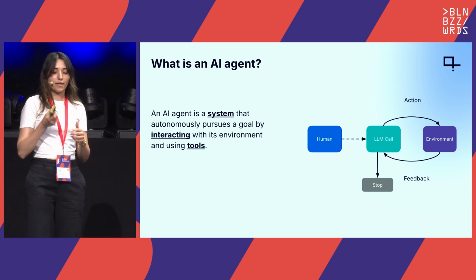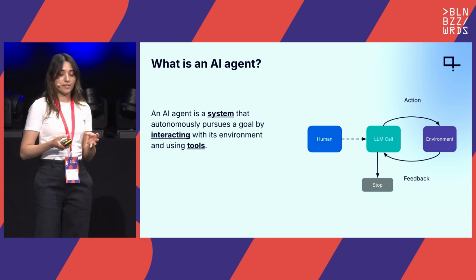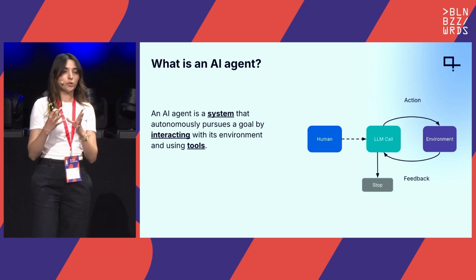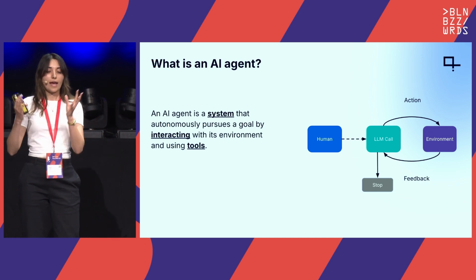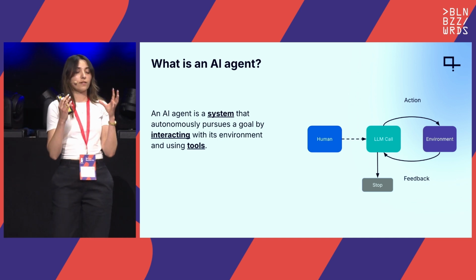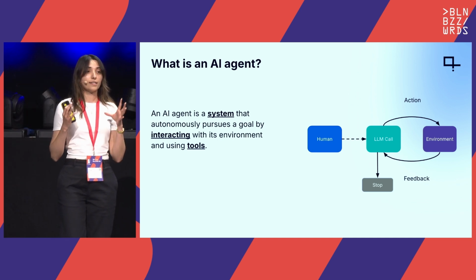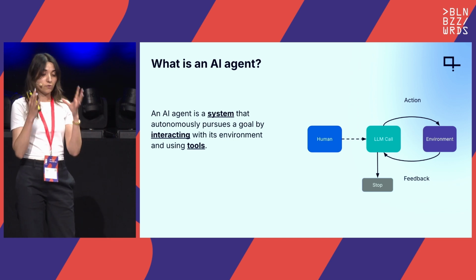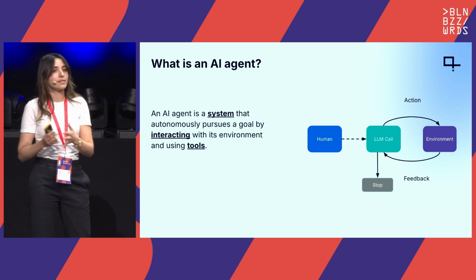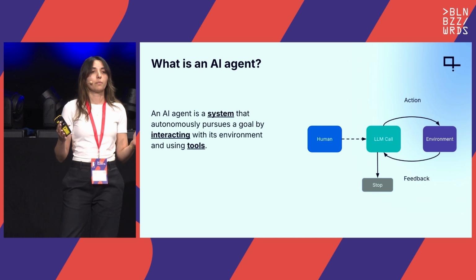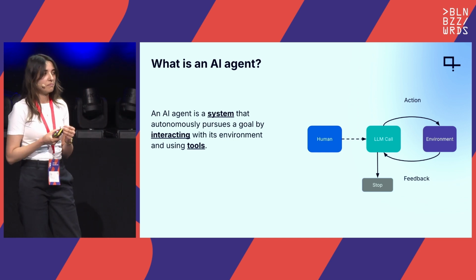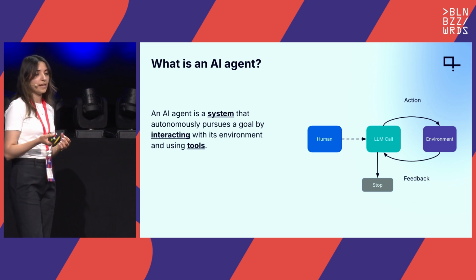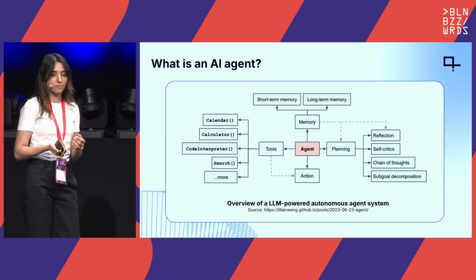So basically what an agent does is, when there's a human input, it takes an action, it observes the environment, and it gets the feedback. And based on that feedback, it decides, do I need an extra tool call, or can I end? So did I reach my goal? So basically this is, in the simplest form, what an AI agent does.